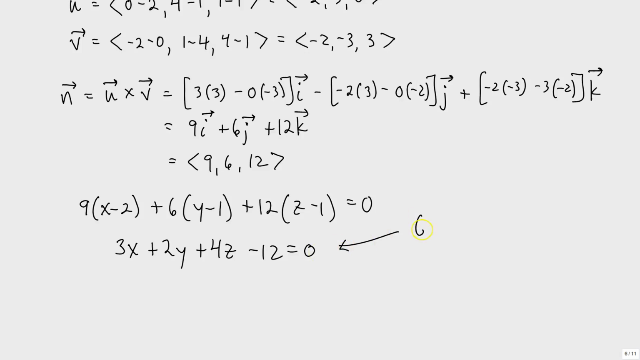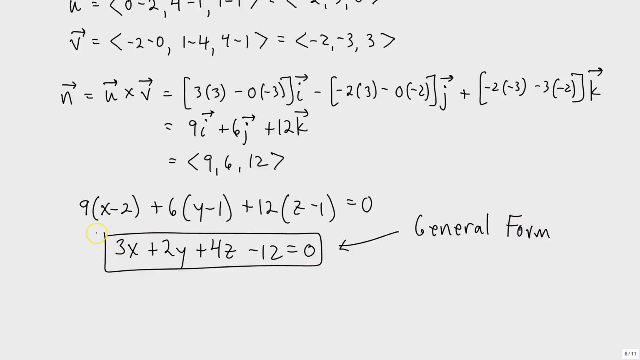We call this general form. You can divide that whole equation by 3 right off the bat if you want. The numbers are a little bit smaller.